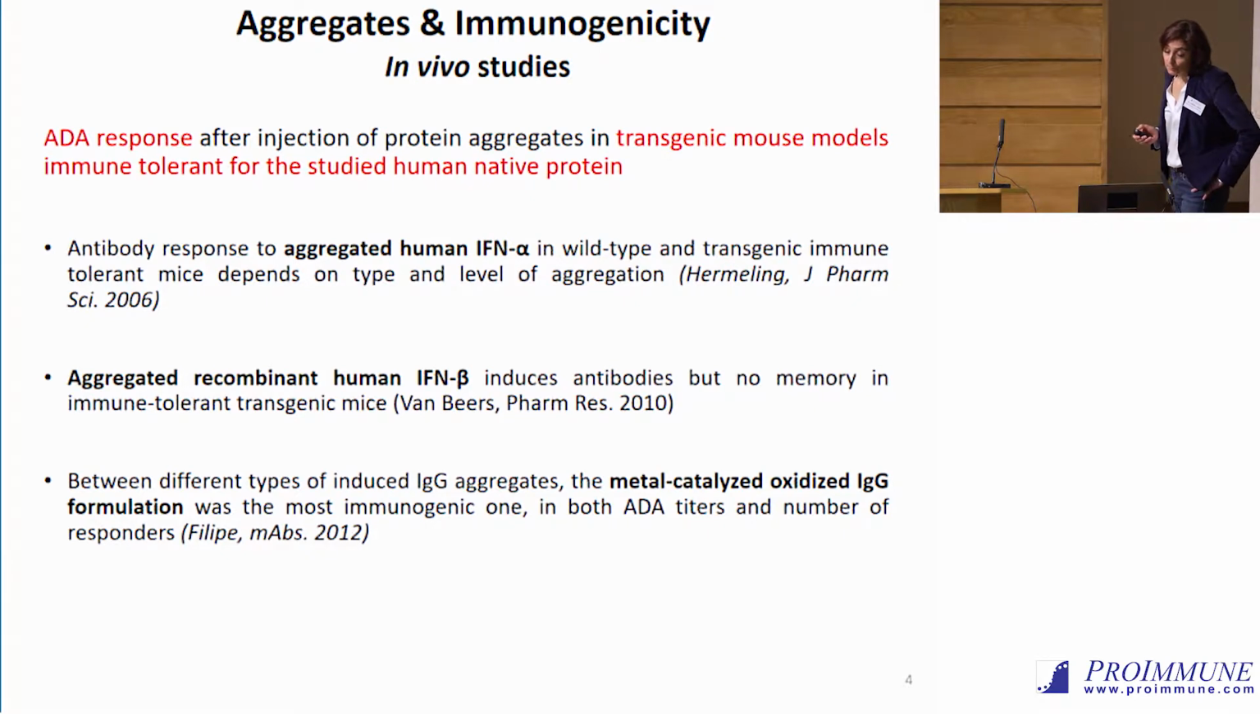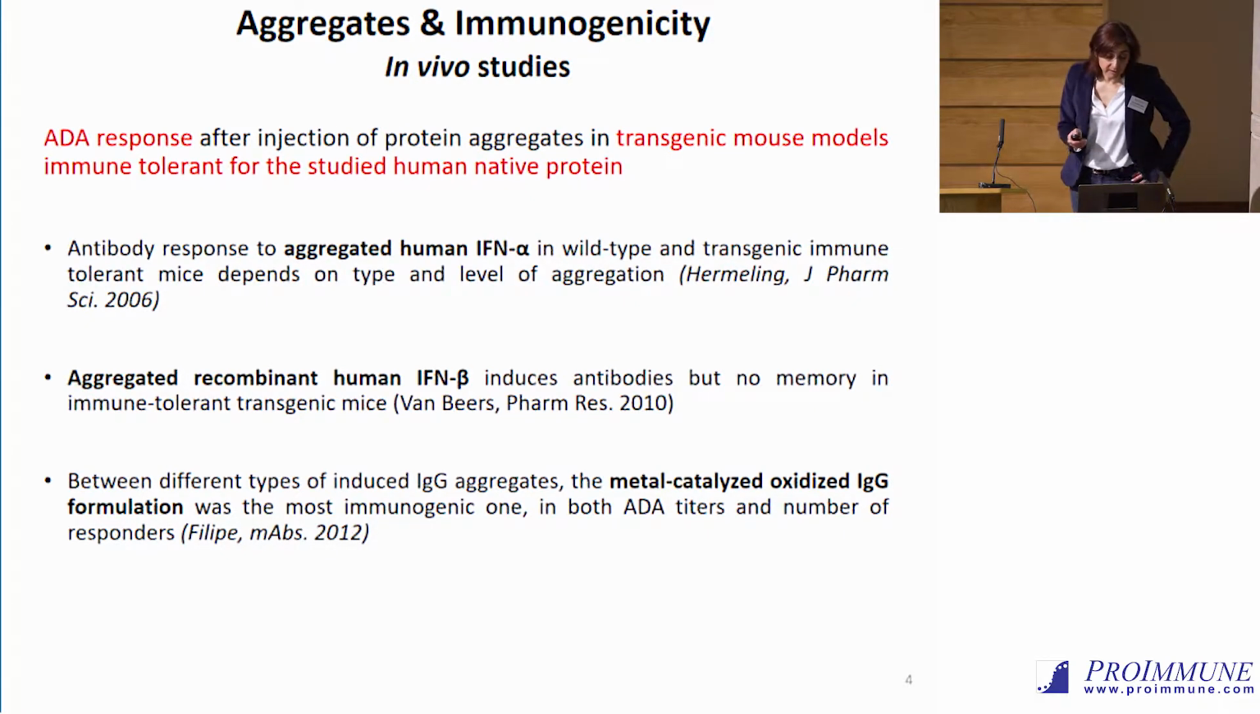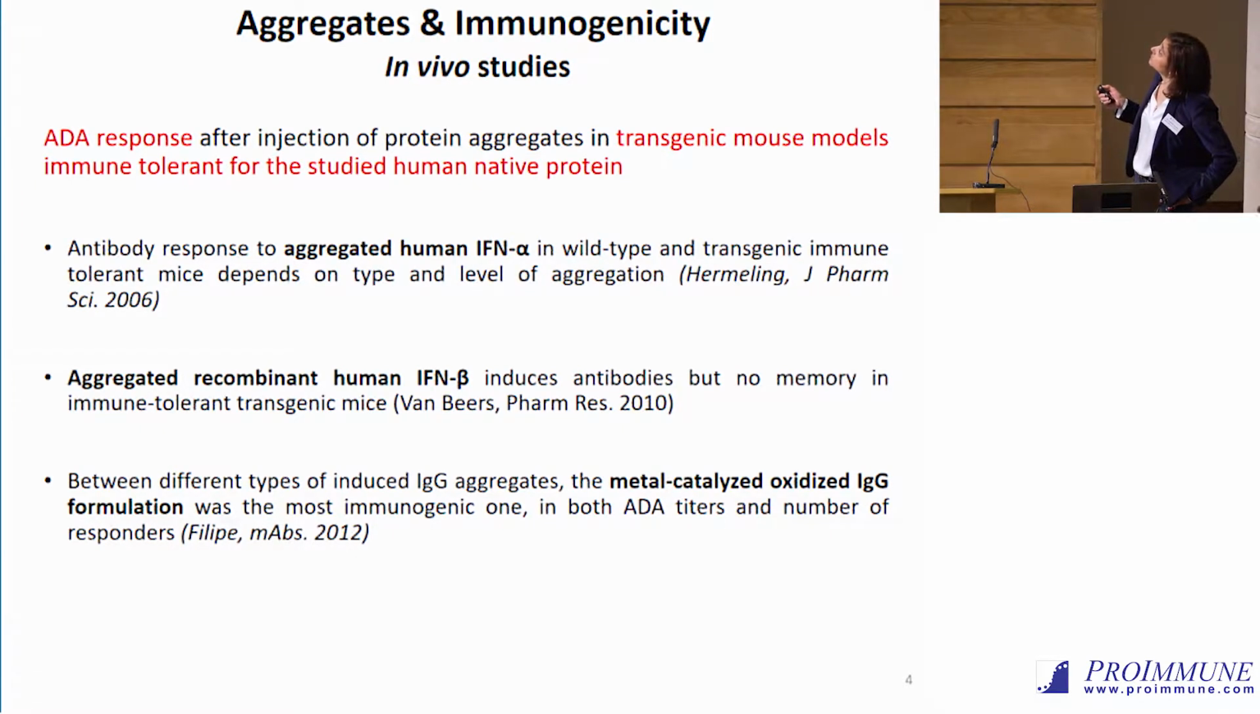So the presence of aggregates and immunogenicity have been related mainly using transgenic mice models, in which mice were tolerant for the study of human native proteins. Among these studies, it has been shown, for example, that interferon aggregates can induce an immune response. And this has also been shown for antibody aggregates.